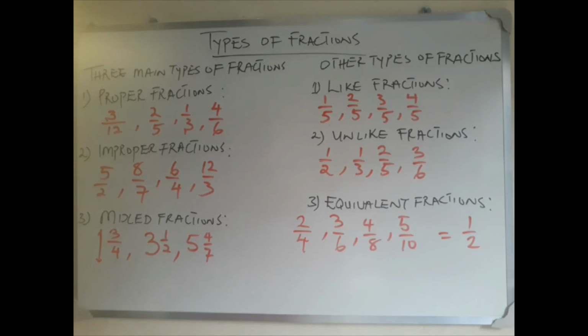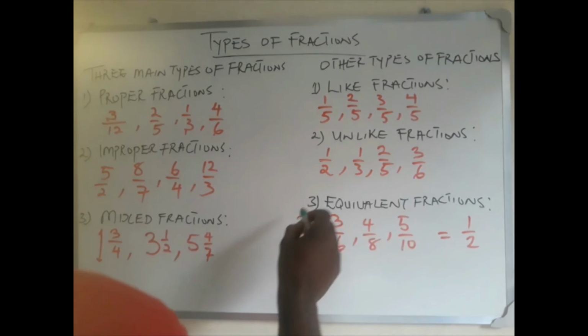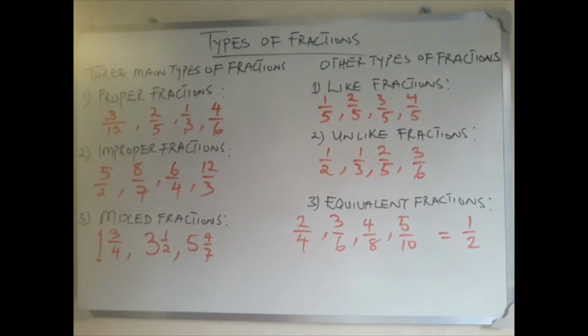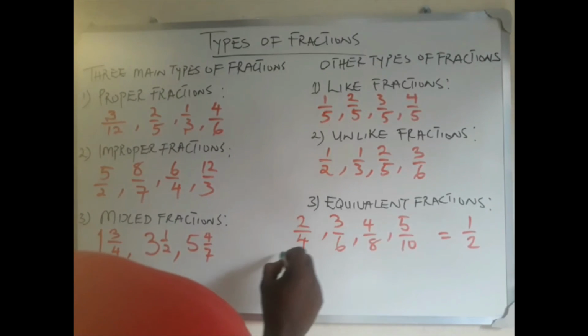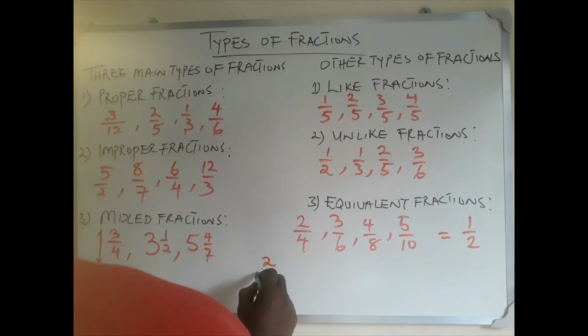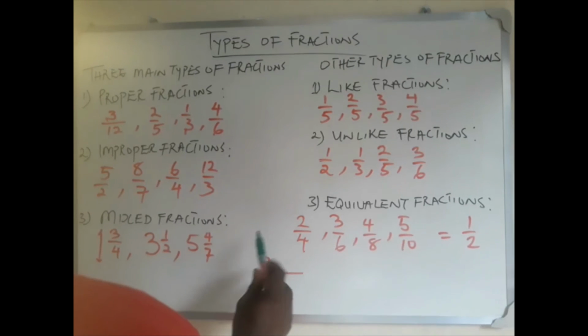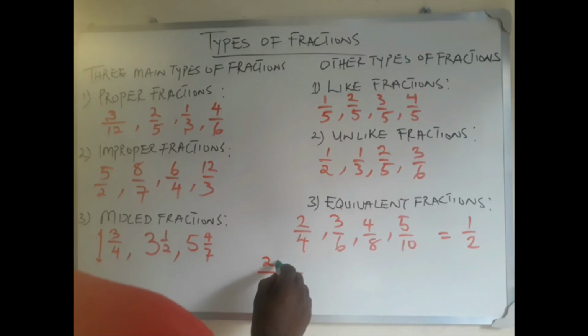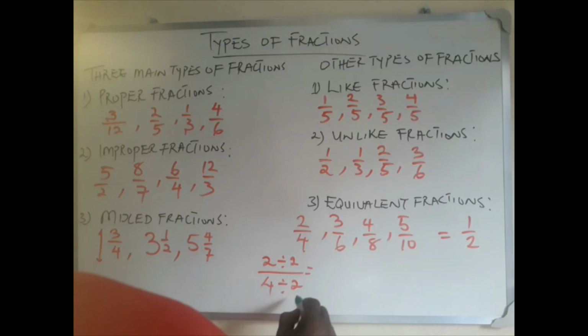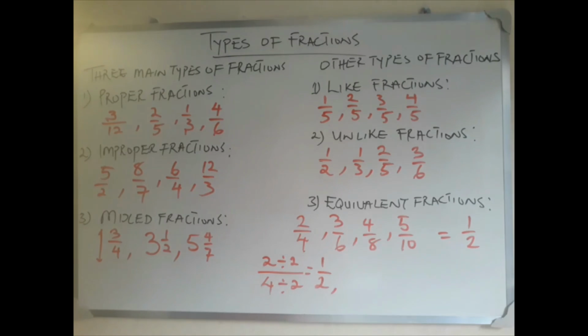And how do we simplify them? We simplify each of them by dividing both the numerator and the denominator by their highest common factor. So let's start with the first one, 2 over 4. If I'm to simplify this, I'm going to divide each of them by their highest common factor, which will be 2. And that will equal 2 divided by 2 is 1, 4 divided by 2 is 2. It gives me a value of 1 over 2.